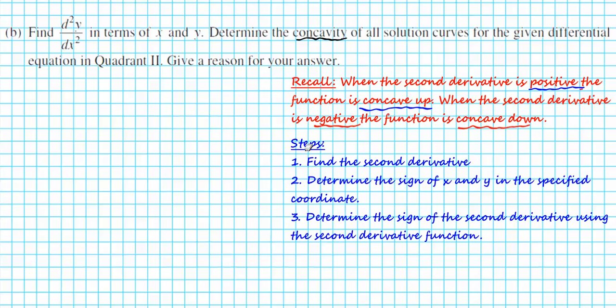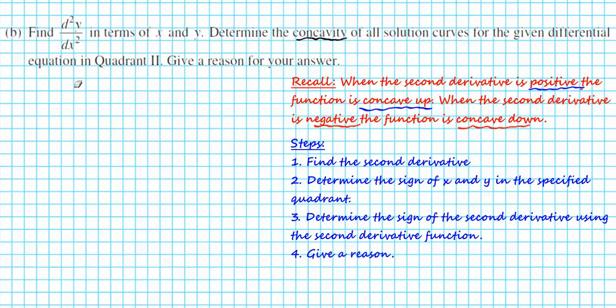All right, so these are the steps we're going to be employing to do the problem. We're going to, first of all, find the second derivative, and then we're going to determine the sign of x and y in the specified quadrant. Then we'll determine the sign of the second derivative by following the general pattern of the signs of the x's and y's and inputting that into the second derivative. And then when we determine the sign, then we can determine the concavity. And then step number 4, which is really important, we want to give a reason for our conclusion. Okay? All right, let's go ahead and start.